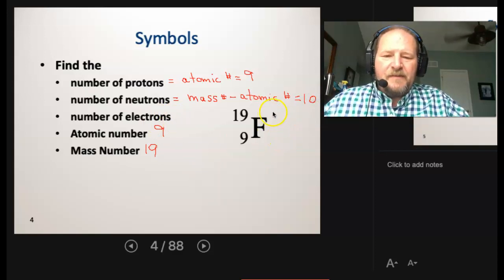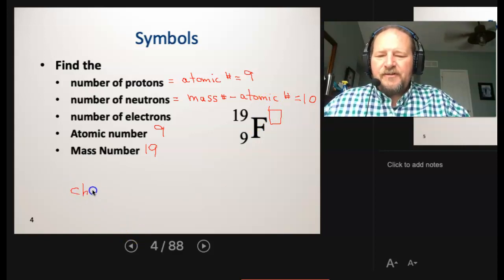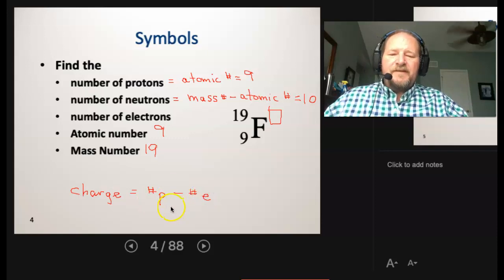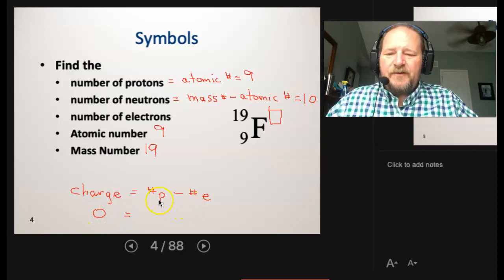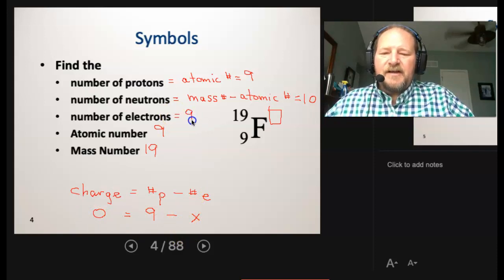Now for the electrons, remember we said the charge would be here. Well, what we're going to see later is that charge is going to be equal to the number of protons minus the number of electrons. Now remember, all of these atoms so far are going to be neutral, so that means the charge is going to be equal to 0. And if the charge is equal to 0, and the protons are equal to the atomic number, which is 9, then what will I subtract from 9 to get 0? Well, that'd be 9. So in this case, we're going to have 9 electrons as well.